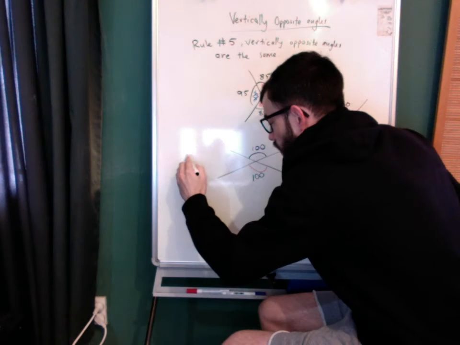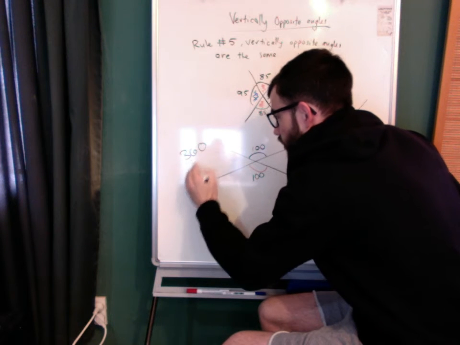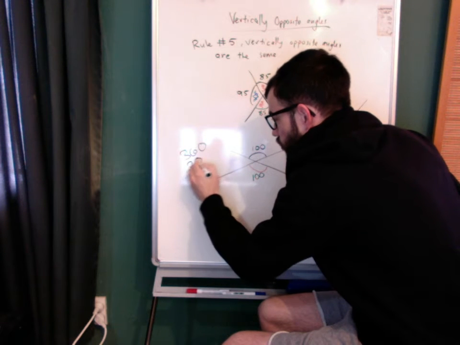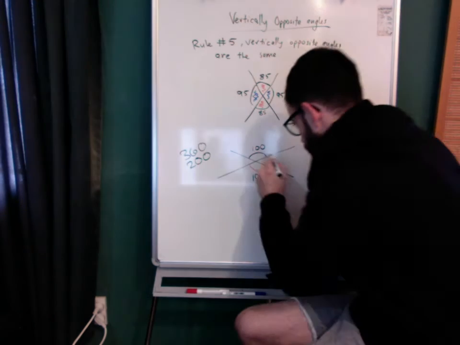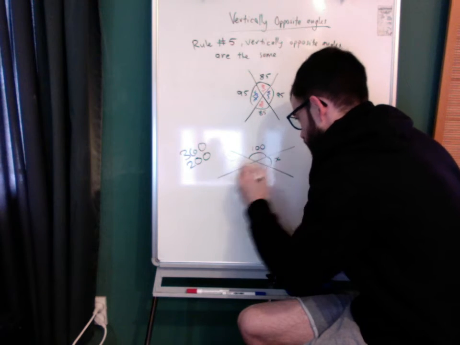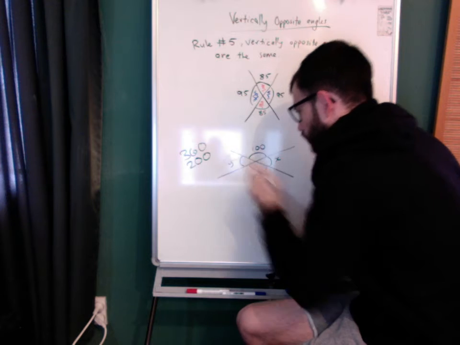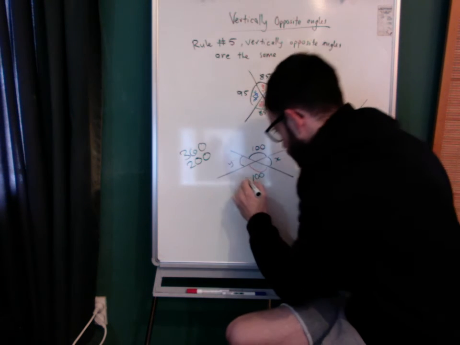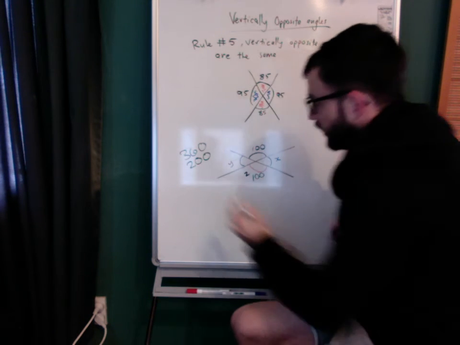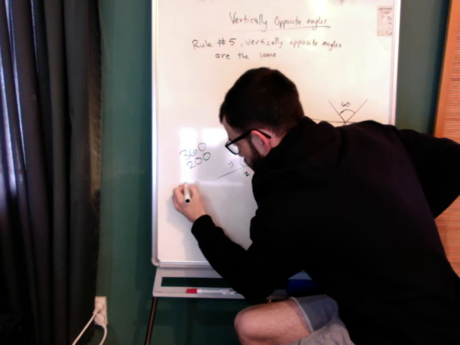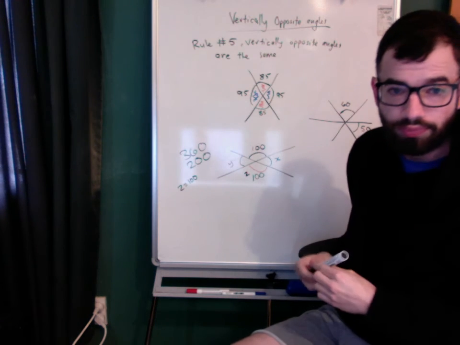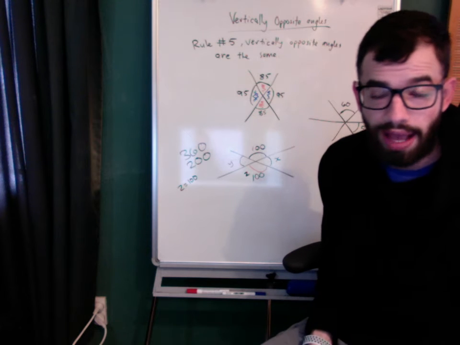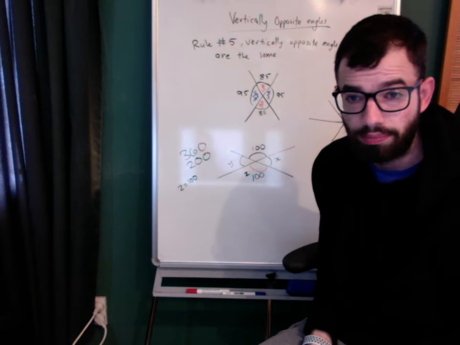So far, of the 360 degrees, we have 200 degrees. Now, can we figure out the other two? We'll call this X, and we'll call this Y. And for the sake of it, we'll call this one Z. So we've figured out Z, it equals 100. Now what about X and Y? Well, X and Y are vertically opposite, so they're going to be the same.